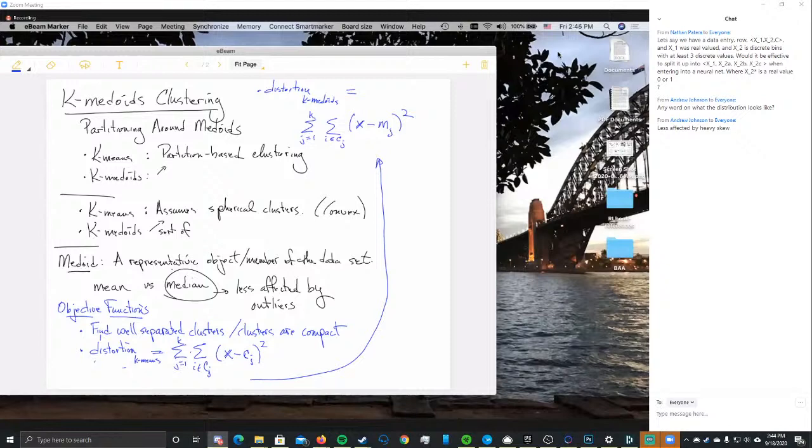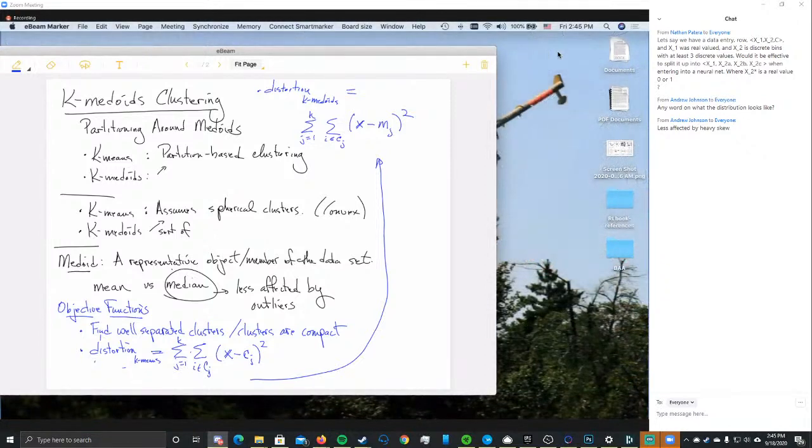Here's the problem. K-medoids is NP hard. Finding those best data points is very expensive. And so we're still going to end up having to employ an approximation algorithm to find them.